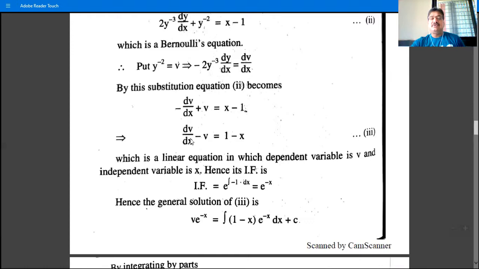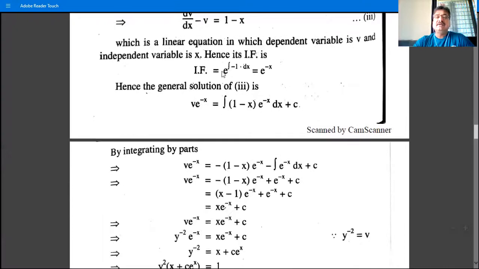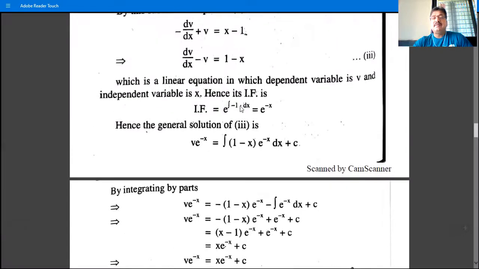Change the sign throughout. So dv by dx is equal to minus v, and write minus in bracket x minus 1, or 1 minus x, which is a linear differential equation in v and x, of the form dv by dx plus pxv is equal to qx. px is minus 1 and qx is 1 minus x, and so the integrating factor is e raised to integration px dx, that is minus 1, integration is minus x. Then the general solution of equation number 3 is vI is equal to integration I into qx dx plus c.